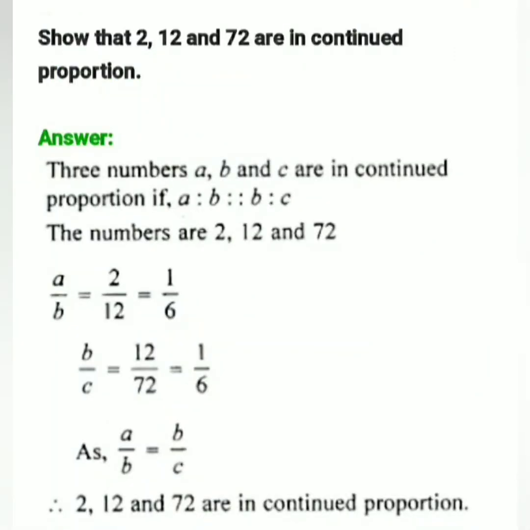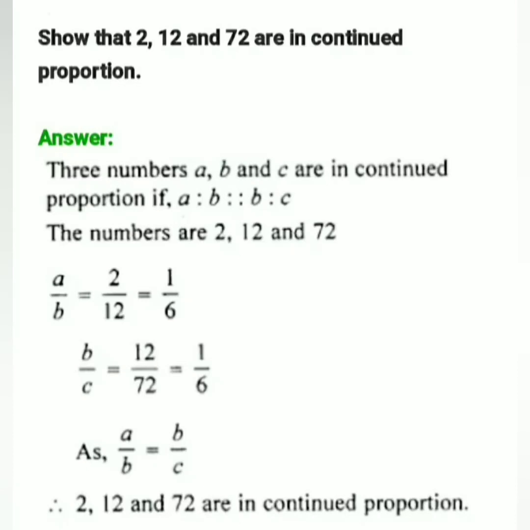Question 2. Show that 2, 12 and 72 are in continued proportion. We have to show whether they are in continued proportion or not. Three numbers a, b and c are in continued proportion. Here we have assumed the numbers as a, b and c. a is to b is to b is to c. Three numbers are given to us as per the question, 2, 12 and 72.